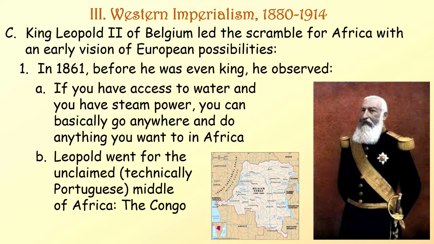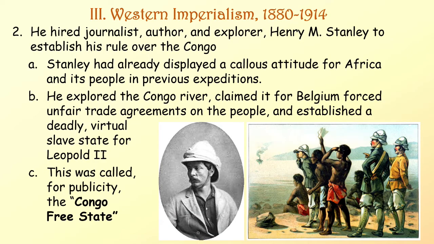And Leopold II went for the unclaimed, technically Portuguese middle of Africa, the Congo. He hired journalist, author, and explorer Henry M. Stanley to establish his rule over the Congo. Stanley had already displayed a callous attitude for Africa and its people in previous expeditions. But he explored the Congo River, claimed it for Belgium, forced unfair trade agreements on the people, and established a deadly virtual slave state for Leopold II. And this slave state was called, ironically, for publicity, the Congo Free State.